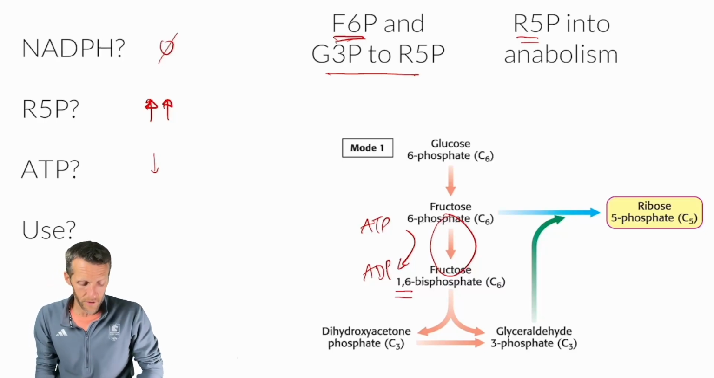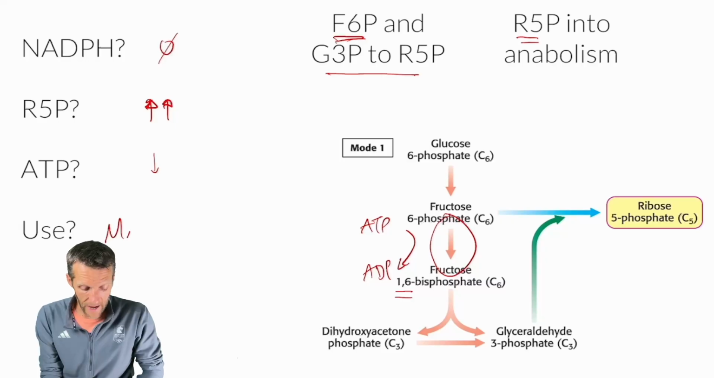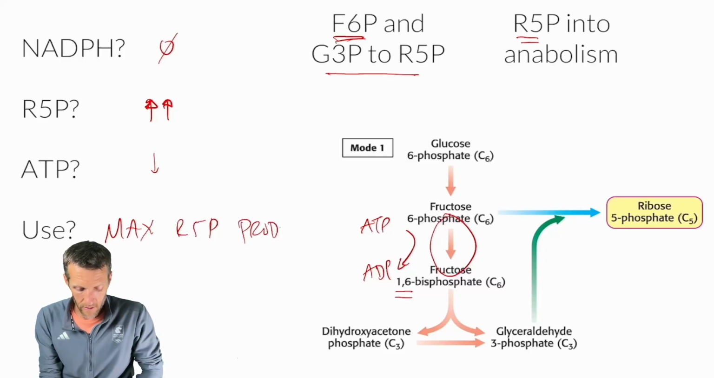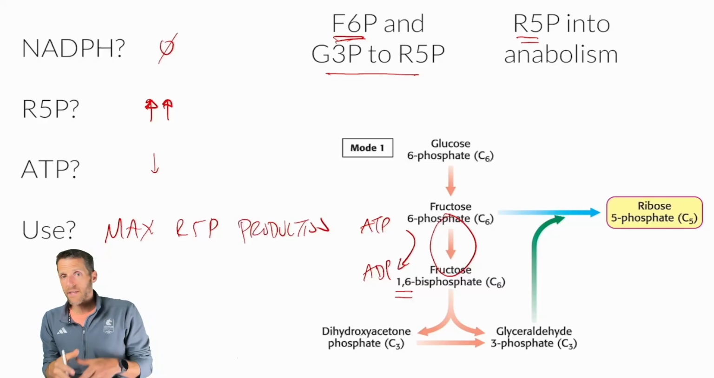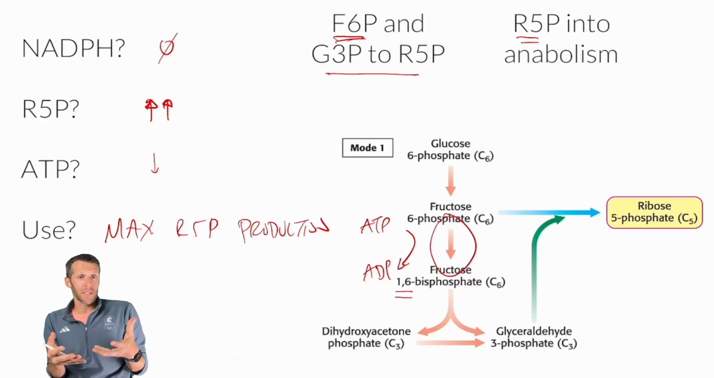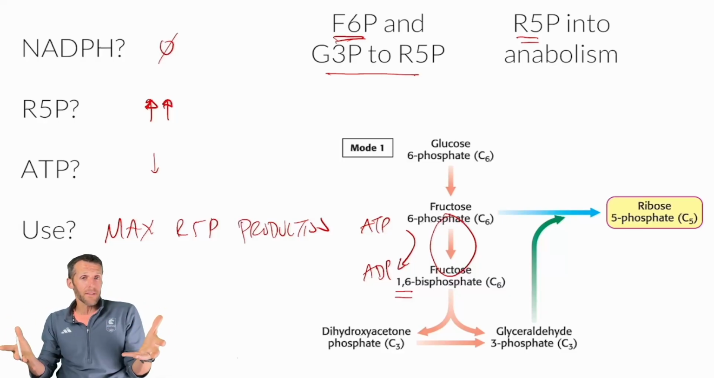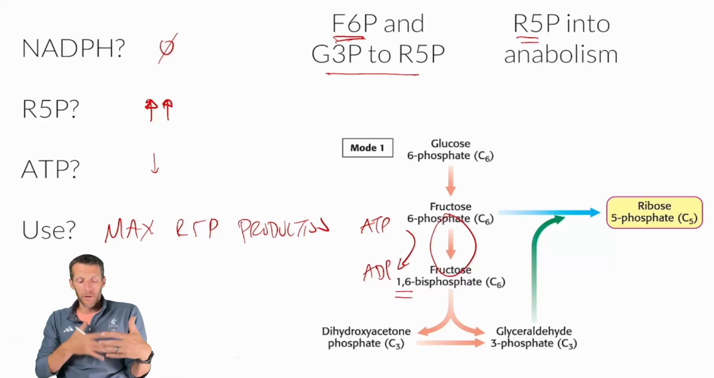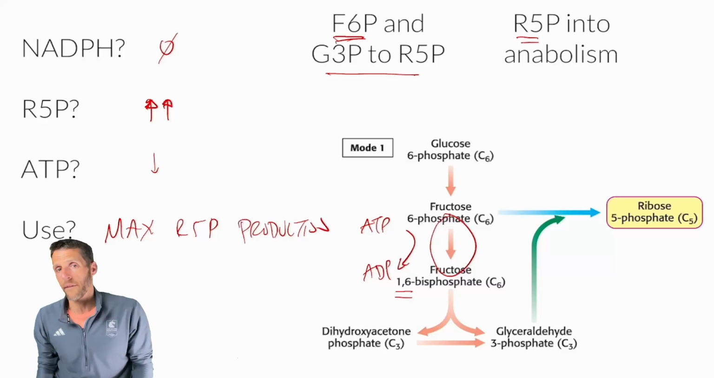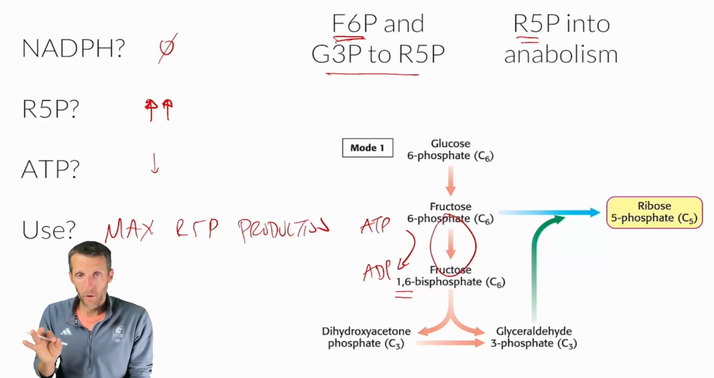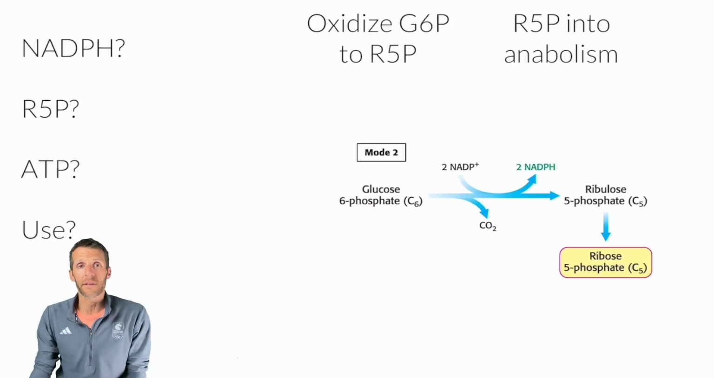So what is this used for? Well, this is used for max R5P production. If you want to invest basically every carbon that comes in as G6P into Ru5P, this is the way you run this engine. So this might be happening if you are just duplicating your genome. That's all you're doing. You need as much R5P as possible. This is the way to run this network. Okay, cool. Let's go into our next one. Now I'll summarize these all at the end.